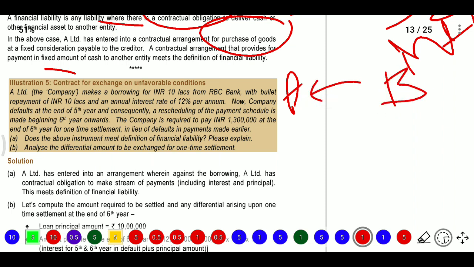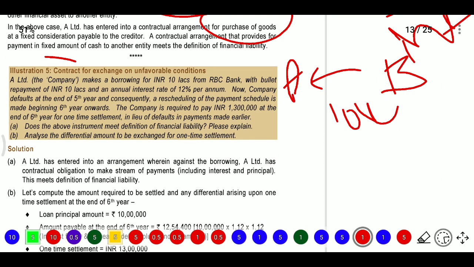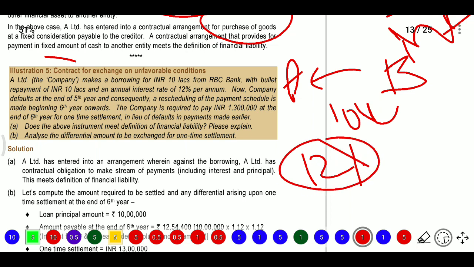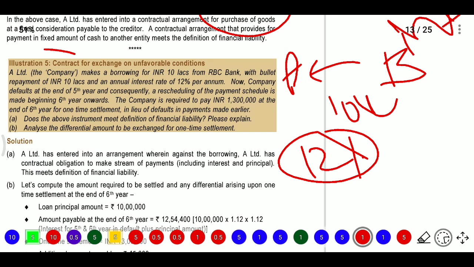After that, one question. A Limited company is borrowing some money from a bank. Here the amount will be 10 lakhs, and the 10 lakhs will be payable at the rate of 12% interest per annum. Annual interest rate will be 12%. Now the company defaulted at the end of the 5th year, so in the 5th year they did not pay, and consequently this 10 lakhs amount was rescheduled.